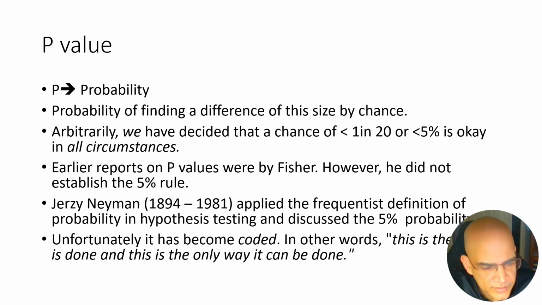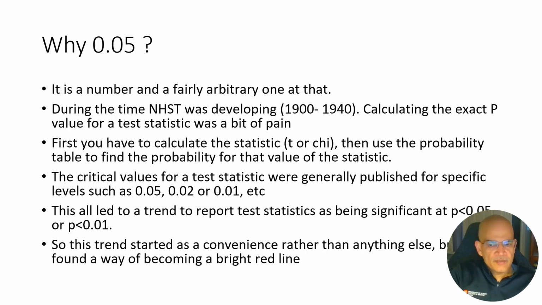Unfortunately, it has become coded, and then when we say statistically significant, we say, oh, the p-value is less than 0.05. That's why it's statistically significant, but that's just convention rather than science. So why 0.05? It's an arbitrary number.